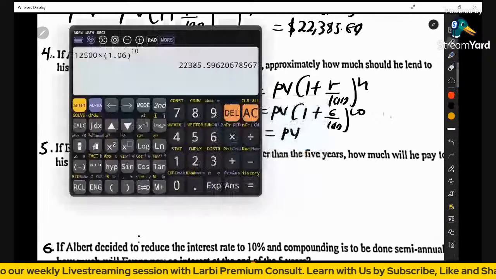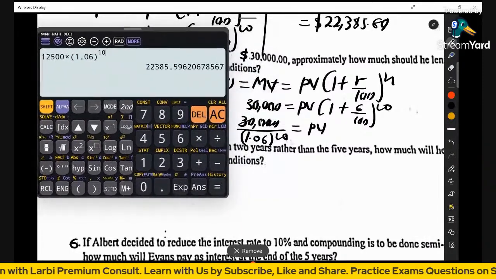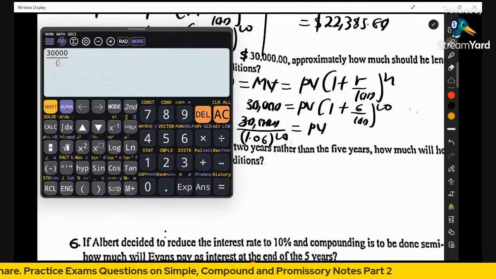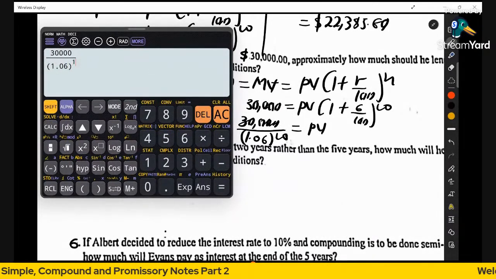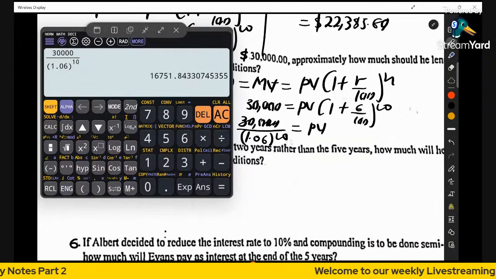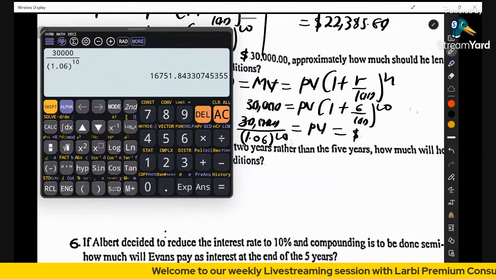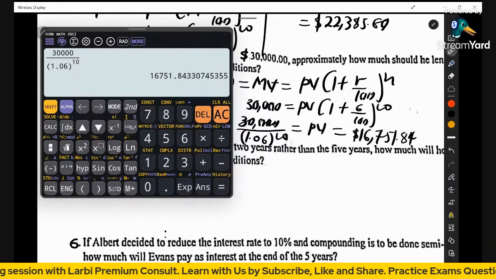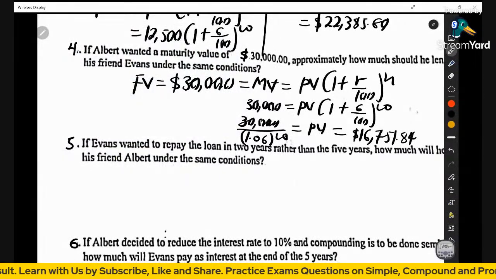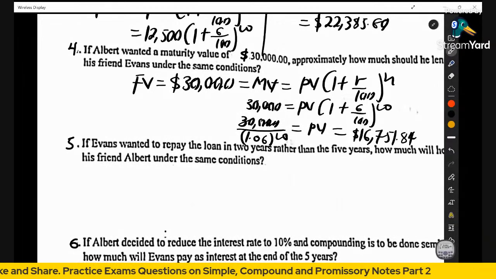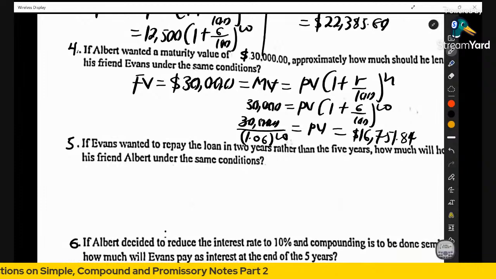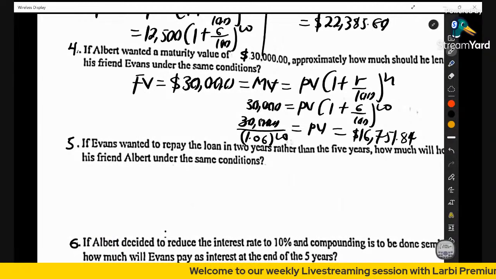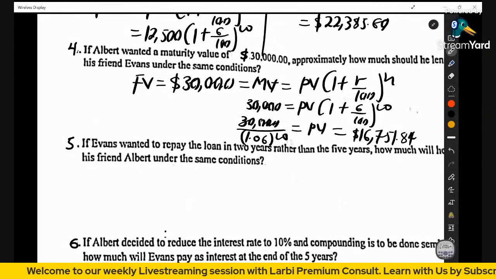So once we do this, we'll take our calculator and say therefore 30,000 divided by bracket 1.06 to the power 10. What are we getting? We're going to get a present value, or initial amount, which is 16,751.84. It can be approximated to 2 decimal places, because it didn't say approximately to the whole number, so we're dealing with currency decimals. So approximately $16,751.84 must be lent to Evans so that we will see $30,000 in 5 years' time, which is compounded semi-annually.